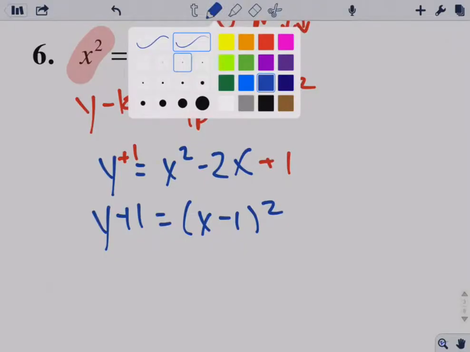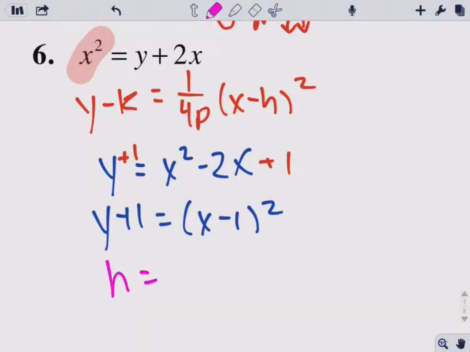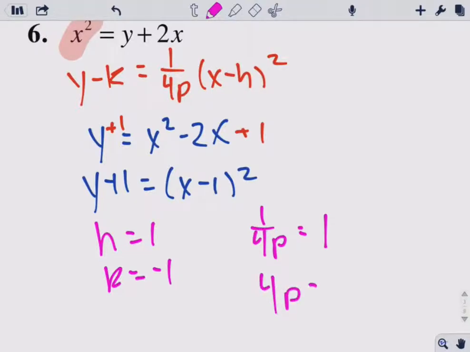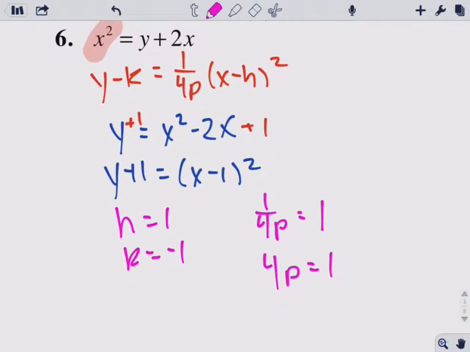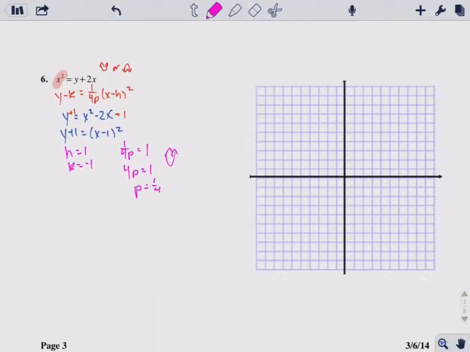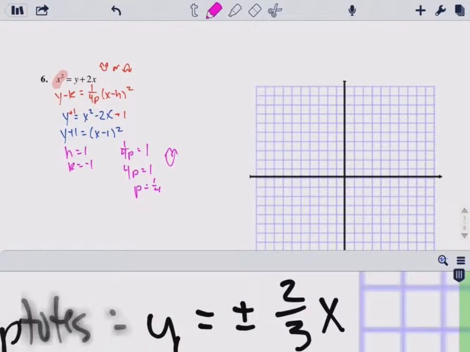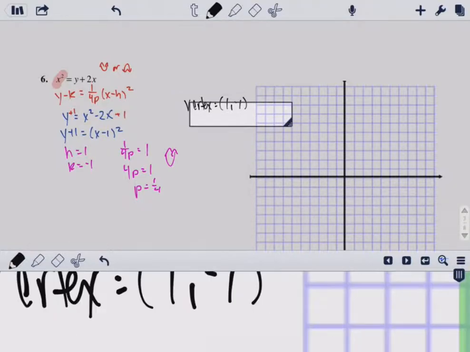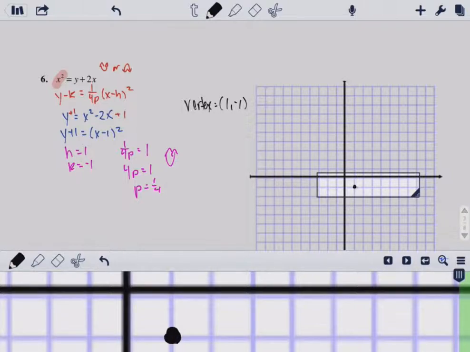Pick up h, pick up k, and so forth. H is equal to 1, k is equal to negative 1, 1 over 4p is equal to 1. So 4p is equal to 1, or p is equal to 1/4. So that means it opens up as a parabola. So let's come over here and look. My vertex, I'll write that down real quick. The vertex is 1, negative 1, and it opens up.